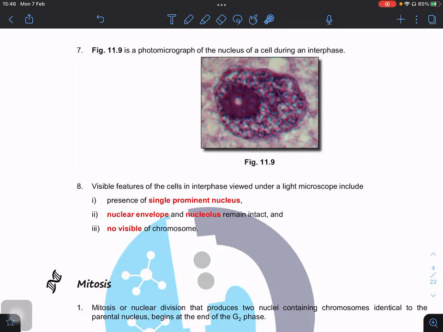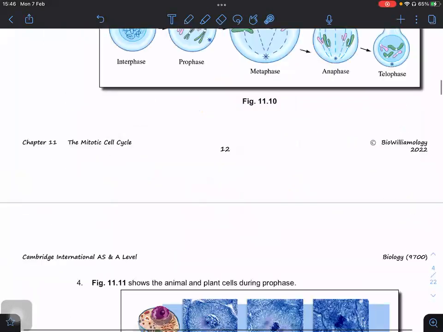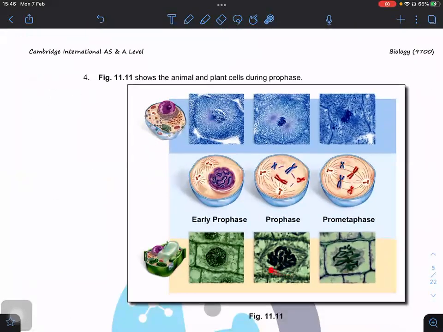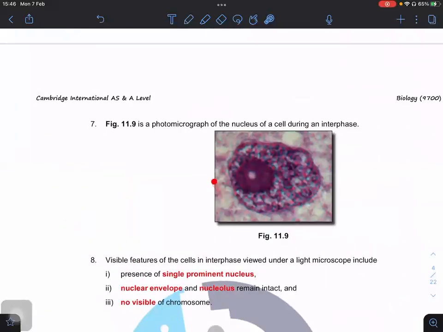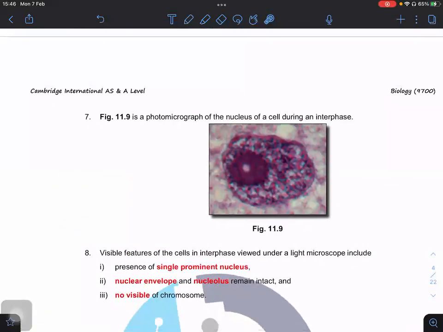Let me show you what chromosomes look like. This is a chromosome. Can you see the individual chromosomes? But here, can I see the chromosomes? I won't be able to see any chromosomes, so this one must be interphase.